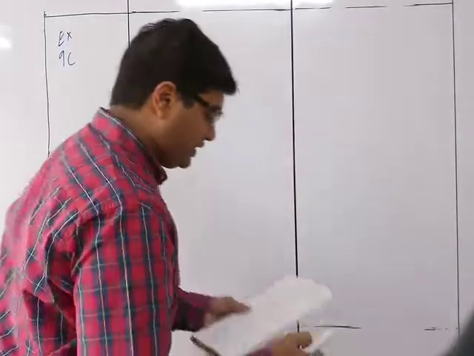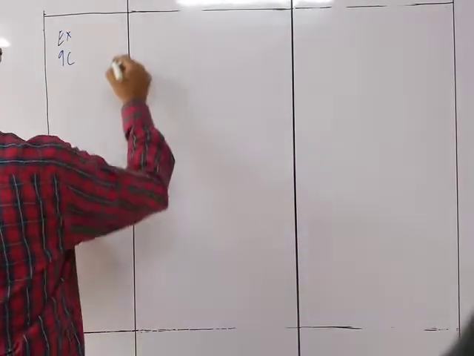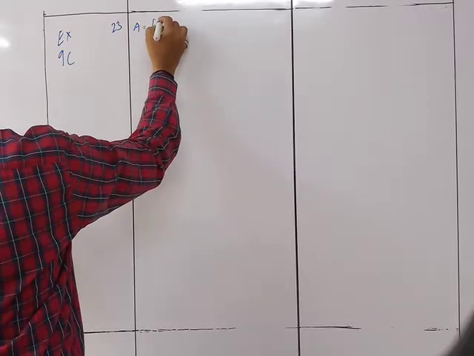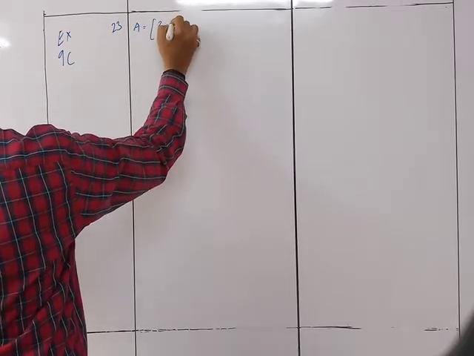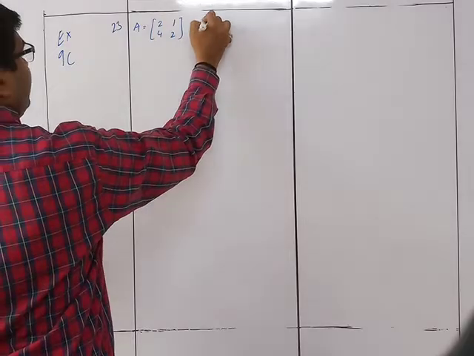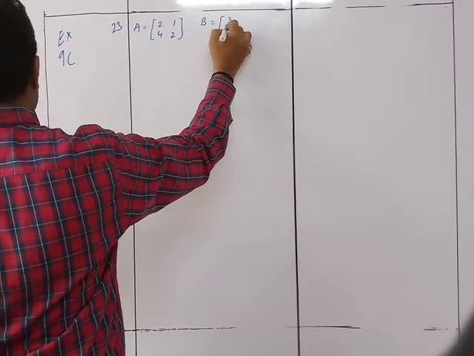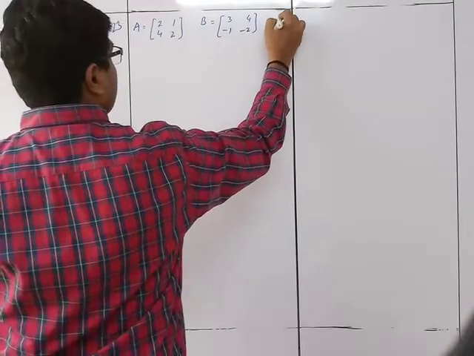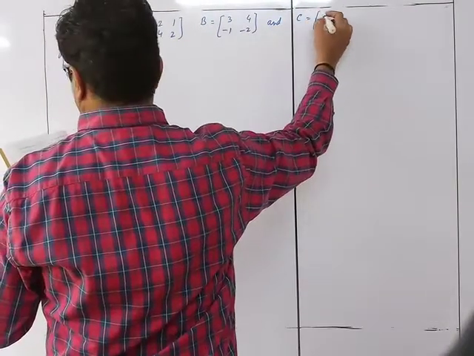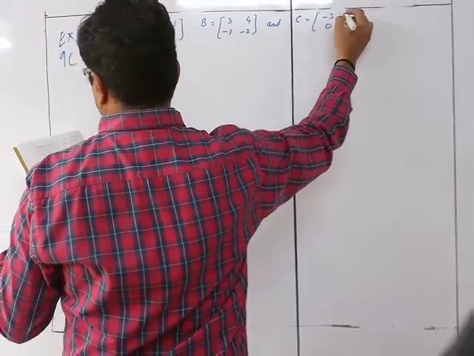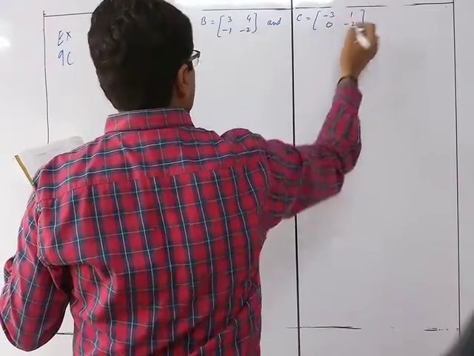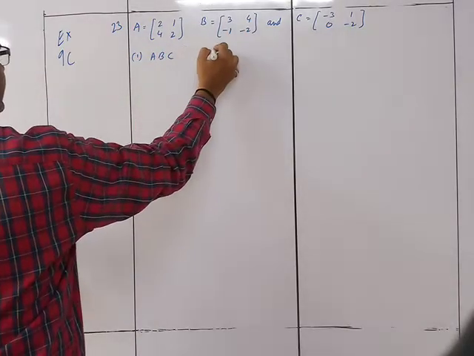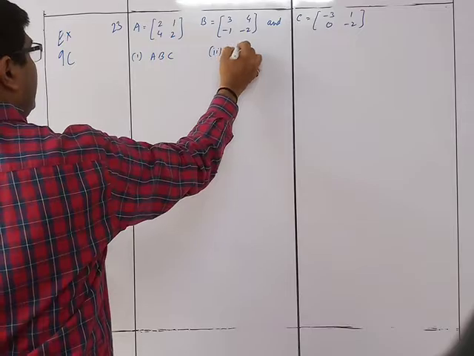Sum number 23 now. A is equal to [2 4; 1 2]. B is equal to [3 -1; 4 -2]. And C is equal to [-3 0; 1 -2]. You have to find first A into B into C, and second A into C into B.